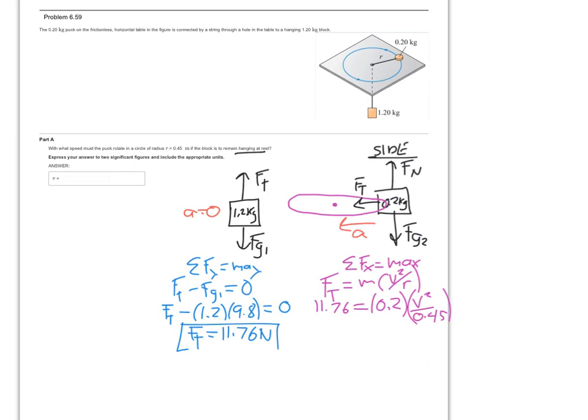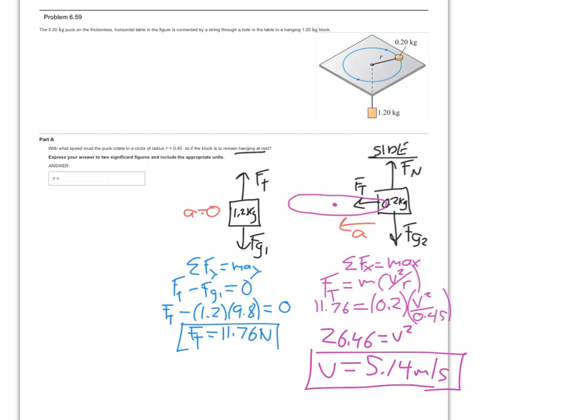I can multiply by 0.45 and divide by 0.2, and so I get that 26.46 equals v squared. So my velocity here is just 5.14 meters per second. When I go ahead and round that to 2 sig figs, I end up getting 5.1 meters per second for my velocity.